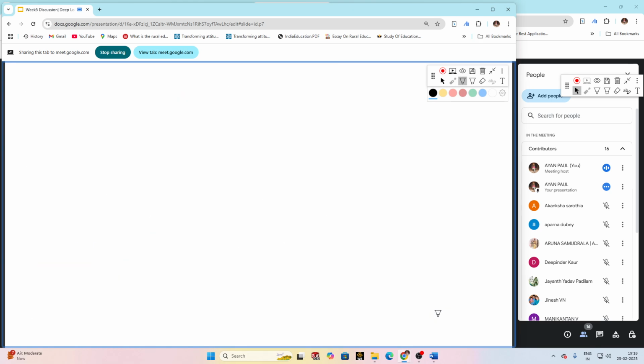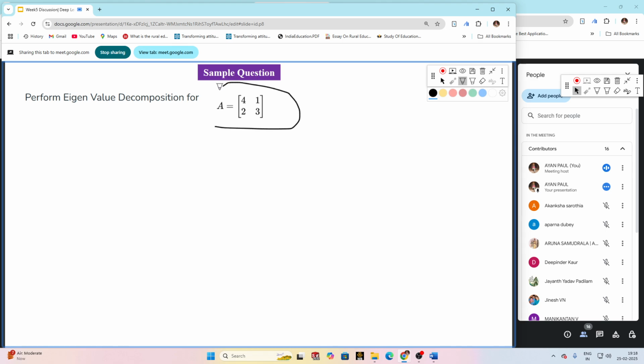Okay, so let's solve a sample question, it will be more clear to you. So this is the question: perform the eigenvalue decomposition for this matrix. This is the matrix 4 1 and 2 3. So we have to do the eigenvalue decomposition. What eigenvalue decomposition means is we have to convert it into V, lambda and V inverse. We have to find these three matrices.